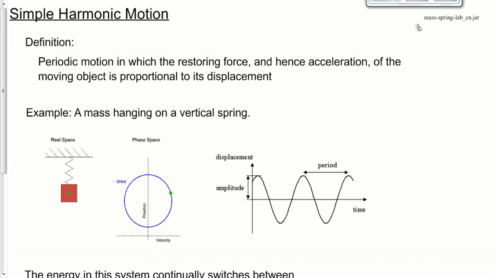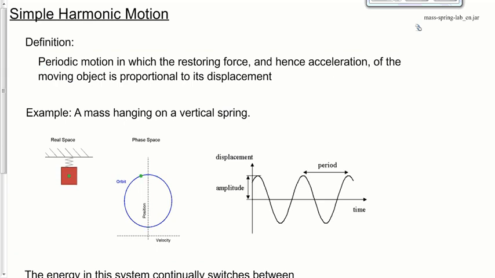What we're looking at today is a special class of motion called simple harmonic motion. This is something that pops up in physics a lot, and so we want to talk about a couple things around it, but first of all, let's define what this thing really is. Simple harmonic motion is defined as the periodic motion in which the restoring force, and hence the acceleration, is proportional to the displacement for this object.